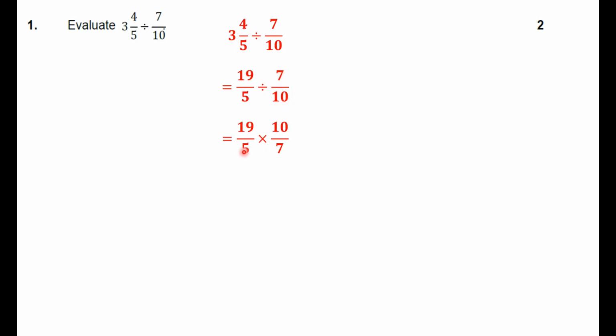The next step, we can cancel 5 with 10. 5 goes into 5 once, and 5 goes into 10 two times, and we get that. The next step, you multiply the top numbers and multiply the bottom numbers, which gives 38 over 7, and then you divide by 7 to change back into a mixed number, and your answer is 5 and 3 over 7. Okay, that's worth 2 marks.